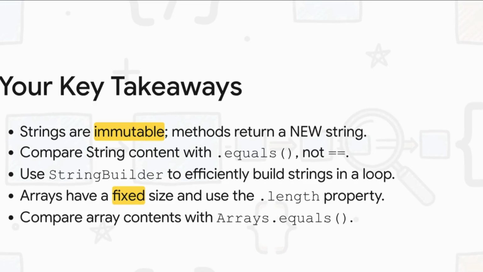So, let's boil it all down. What did we learn? 1. Strings are immutable contracts. 2. Always compare what's inside a string with .equals. 3. StringBuilder is your power tool for building strings in loops. 4. Arrays are fixed-size containers that use the .length property. And 5. Use Arrays.equals to see what's inside them.